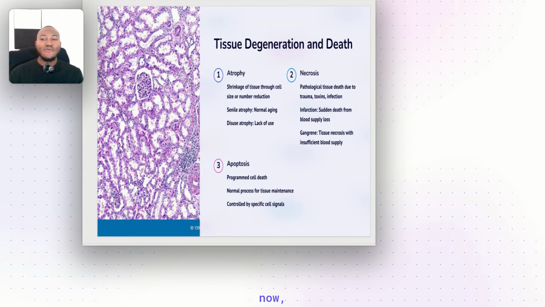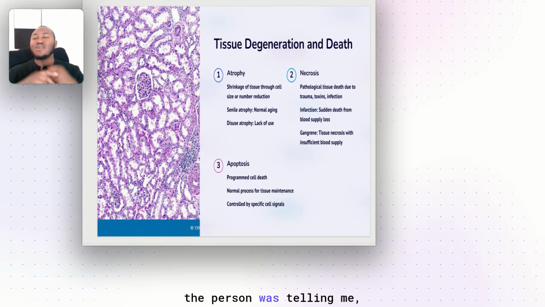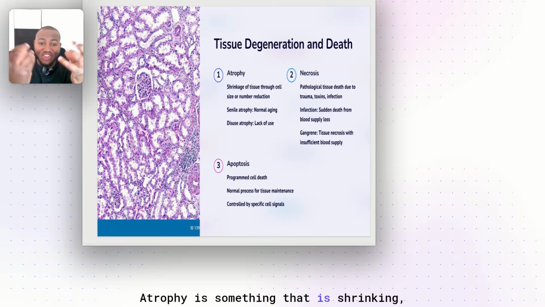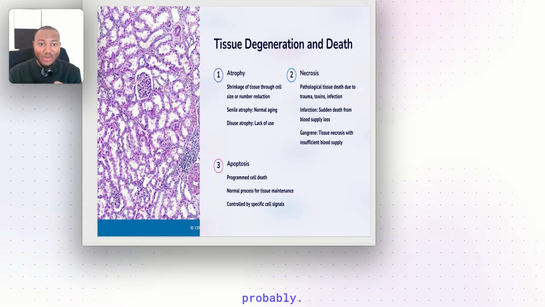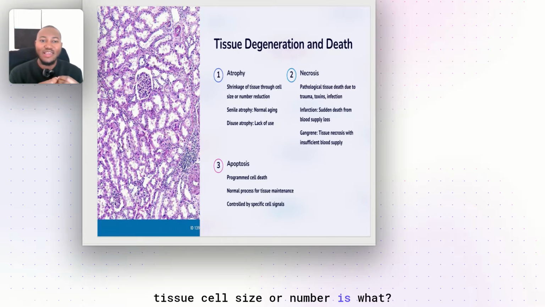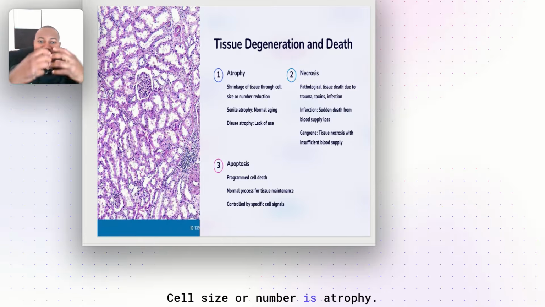All right? Now, tissue degeneration and death. That is where you talk about atrophy, because I was discussing with somebody, the person was telling me, oh, gymming is atrophy. I said, gymming is not atrophy. Atrophy is something that is shrinking, becoming smaller, because of disuse, probably. So shrinkage of tissue, cell size or number, is atrophy.